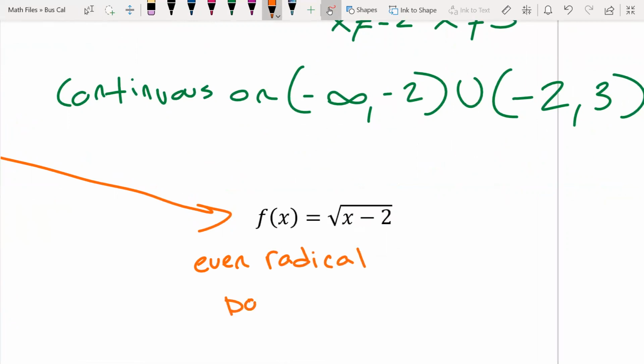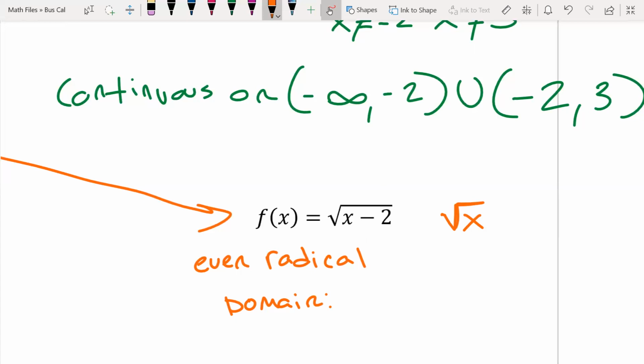And to find the domain of an even rooted function, what's it mean to be an even root? It means you have the square root, the 4th root, the 6th root, the 8th root, the 100th root, whatever number, as long as it's even. So here we are just given the square root, thank goodness, right? So let's look at the square root of x just as an example.